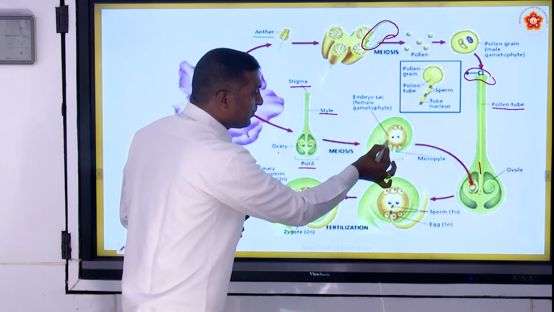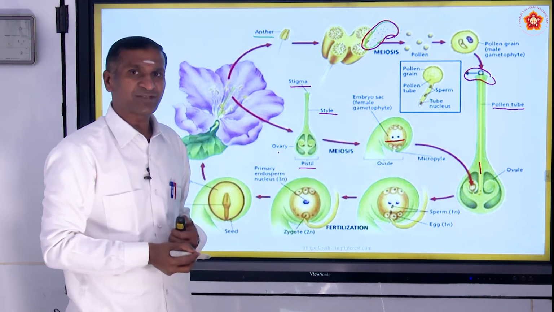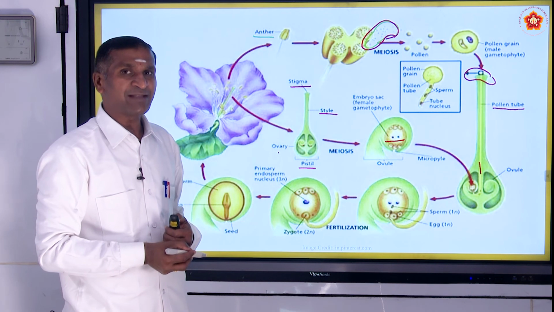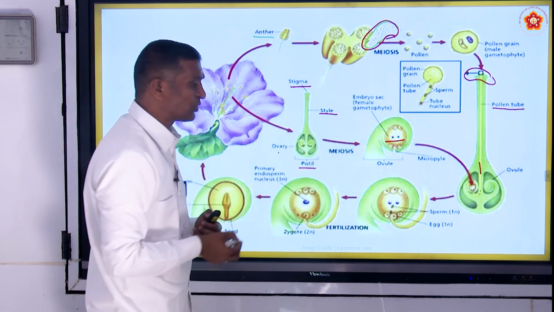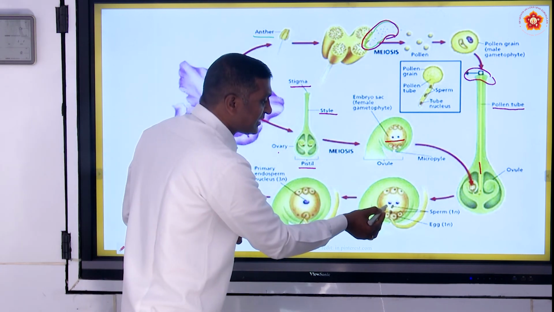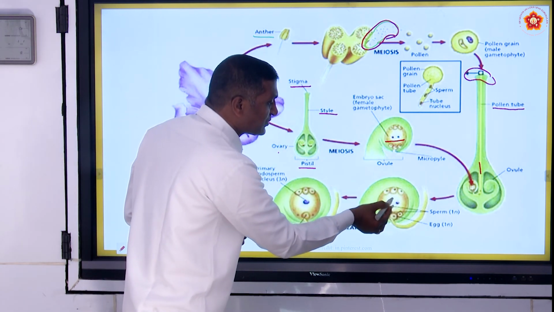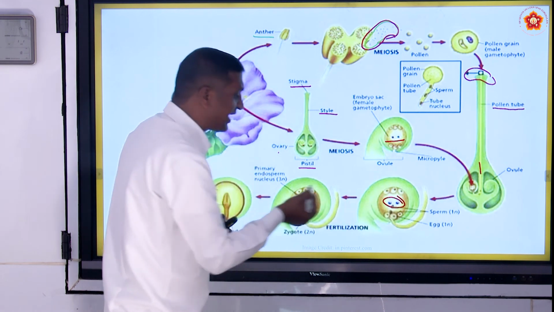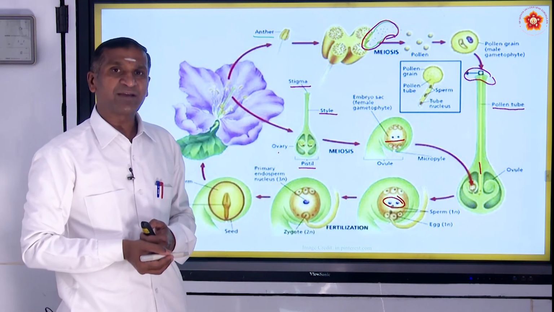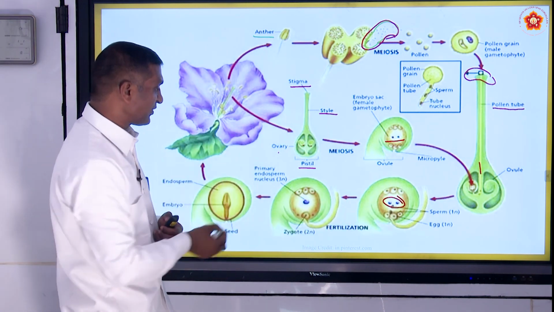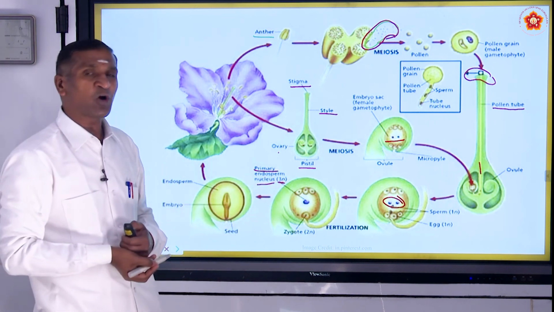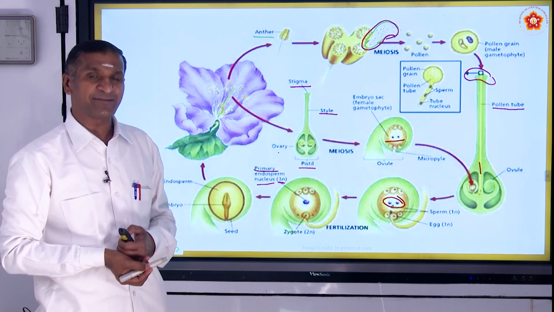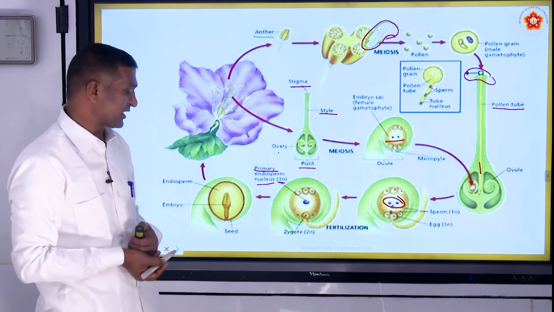The diploid zygote, where one male cell fuses with one egg to form a diploid zygote. Here you can see another male sperm fuses with two polar nuclei to form the endosperm nucleus, where you can observe the primary endosperm nucleus, triploid, 3N, the triple fusion.